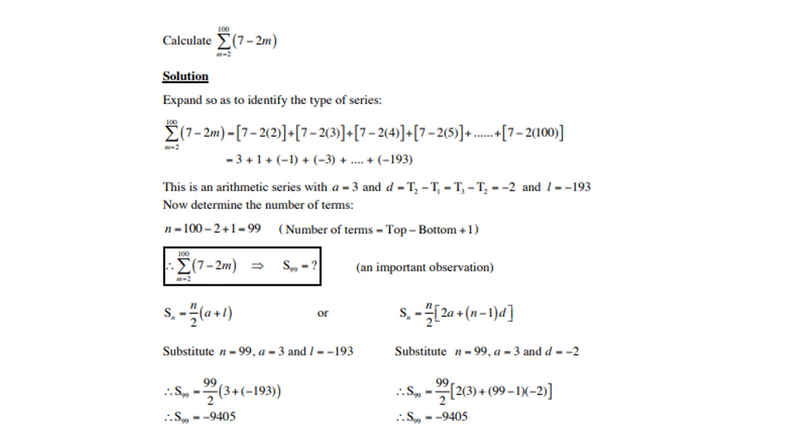So n over 2, a plus l. So n is 99. Remember, where is 99 coming from? Remember the formula from a previous lesson? Number of terms is top minus the bottom plus 1. So it's 100 minus 2 plus 1, and that's how you get 99. Do your substitutions, and you get the answer negative 9,405. Or you can use the formula for infinite series, and you'll get exactly the same answer.